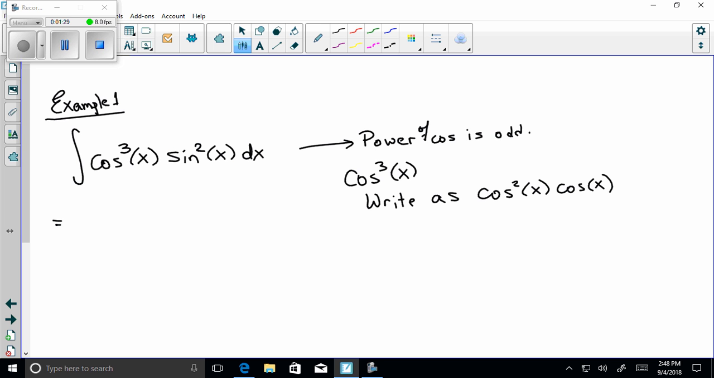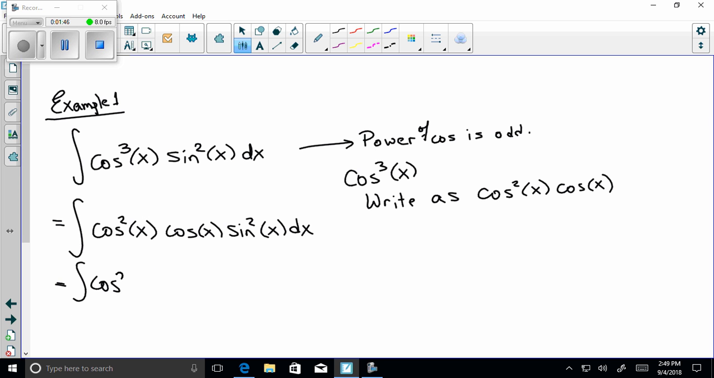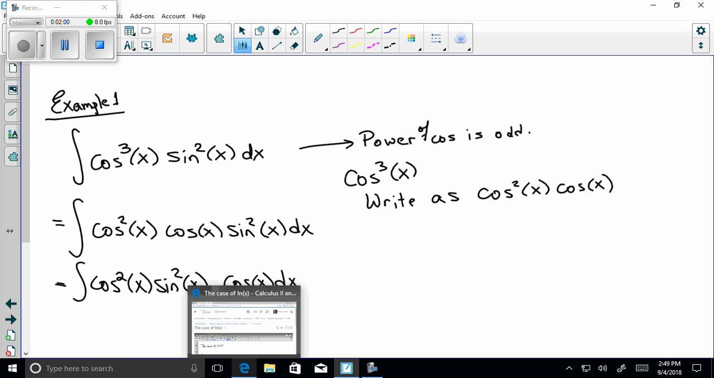So I'm going to go over here and I'm going to write this as cosine squared x, cosine x, sine squared x, dx. And I'm going to move this cosine x over there. Cosine squared x, sine squared x, then cosine x, dx. So I'm just rewriting it. I haven't done anything yet. I'm just rewriting and rewriting.